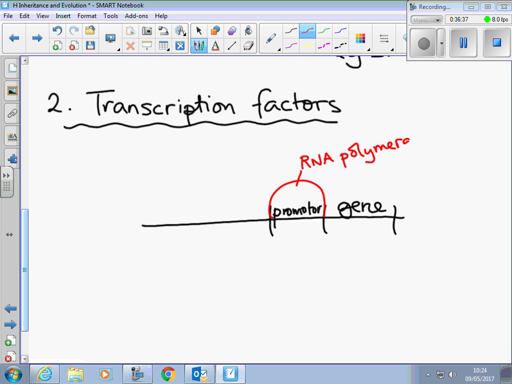But it won't necessarily start copying until you've got transcription factors doing their bit. And if you look at the diagram, you'll see that they've drawn 2 transcription factors on here. Very often there are more than 2, and they form some really elaborate shapes. I'm going to leave it simple this year, but in future I might use some much more complicated diagrams than this. But these are transcription factors.